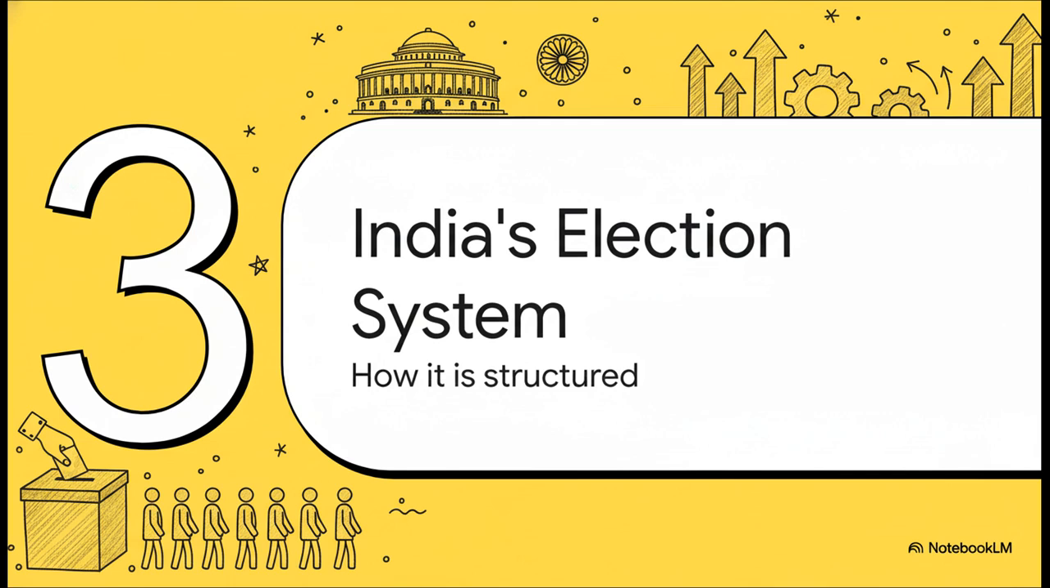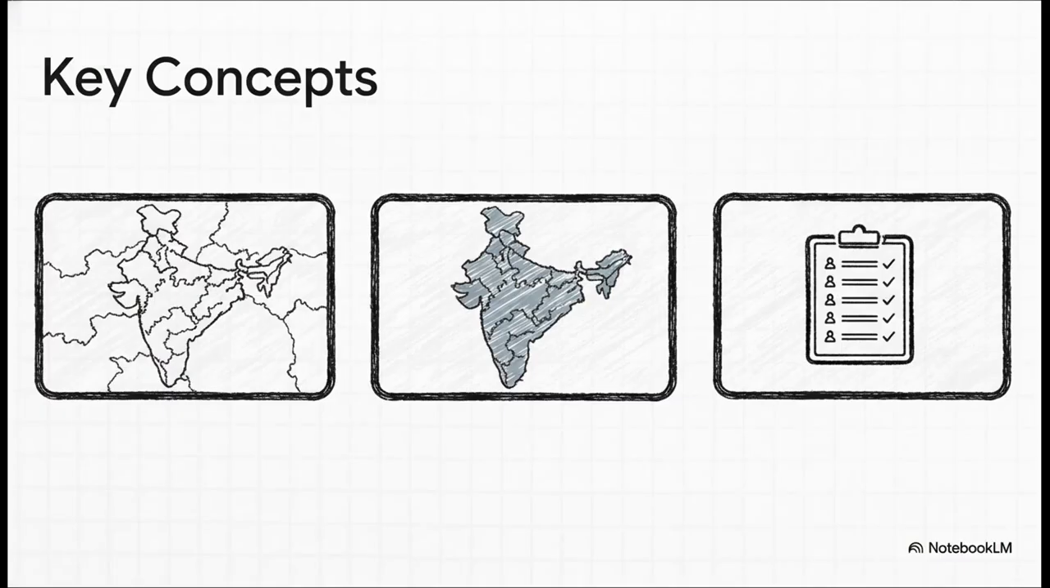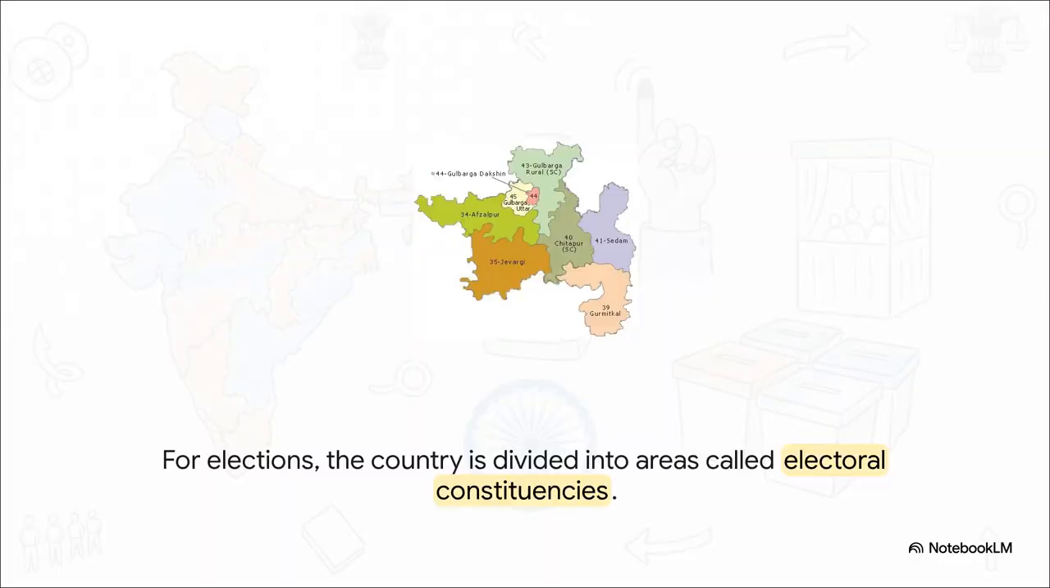Now, let's shift our focus and see how these ideas are actually put into practice in our country, in the massive election system of India. Now, to understand our system, there are 3 key terms that you absolutely must know. They are the building blocks of our elections. These are electoral constituencies, reserved constituencies, and the voters list. Let's look at each one by one. So, first things first.